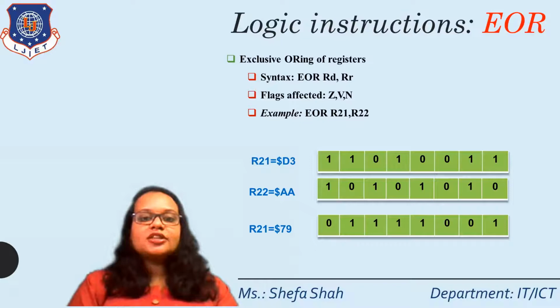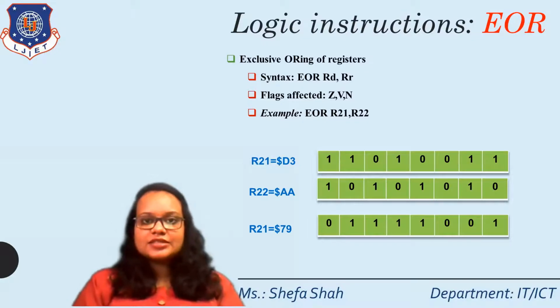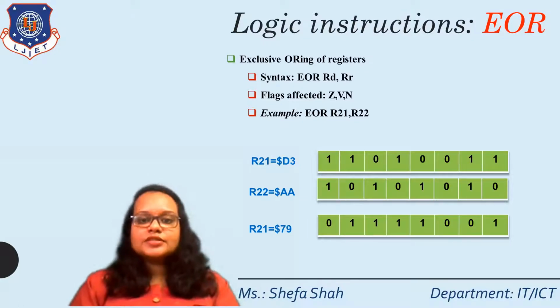So let's take the data in the figure below, that R21 has D3H. D is represented as 1101, which is 13, and 3, that is 0011. R22 has data AA, that is 1010, A meaning 10 in hexadecimal. So 1010, 1010. So after the XOR operation, from the LSB, the first bits are 1 and 0, so our result is 1. Then the second bits are 1 and 1, so the result is 0. Then 0 and 0 gives 0, 0 and 1 gives 1, 1 and 0 gives 1, and so on.